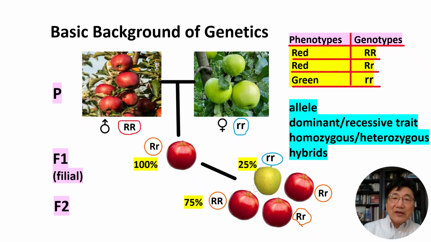For example, phenotype means the observable traits or characteristics. Homozygous means having two identical alleles. Heterozygous means having two different alleles. Dominant allele is expressed even if only one copy is present, but recessive allele is expressed only when two copies are present.